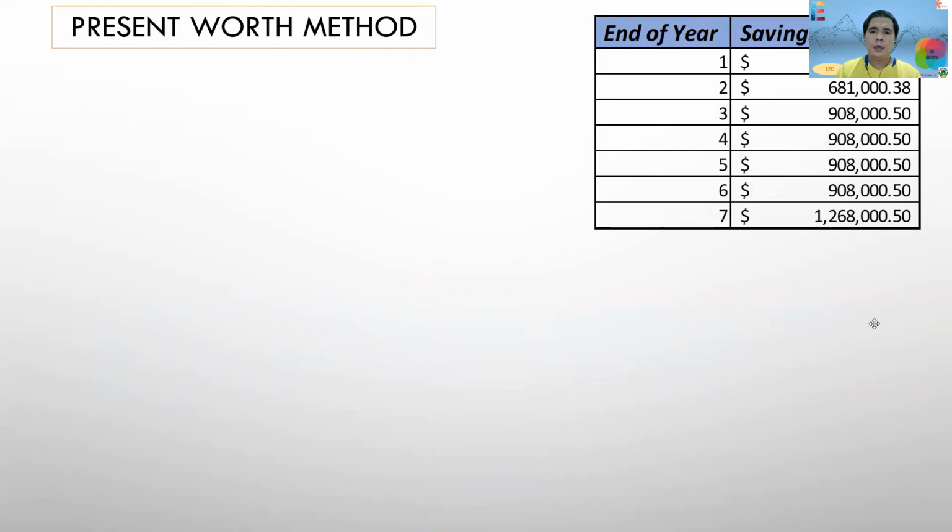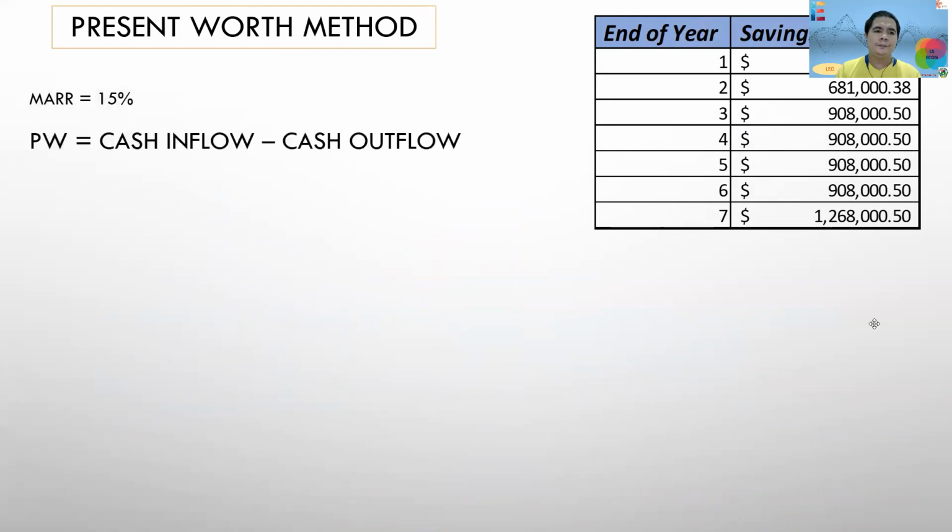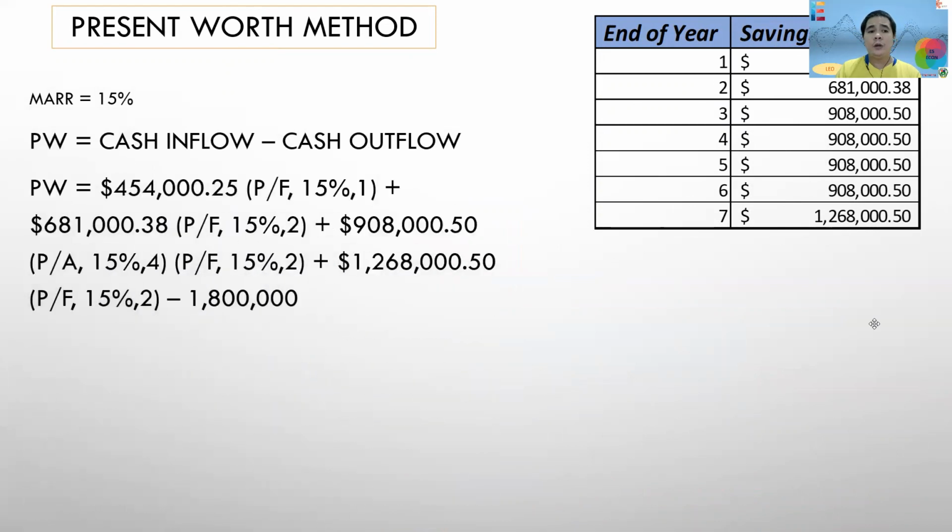Number 1, at the end of year 1, you have 454,000. Looking at the present value from a certain future value of 454,000 at a 15% interest rate for 1 year. Since it is at the end of 1 year, you need to get its present worth at year 0. The 681,000 is equal to, or the factor is, P/F at 15% and 2, because you'll have to get its present value at year 0.